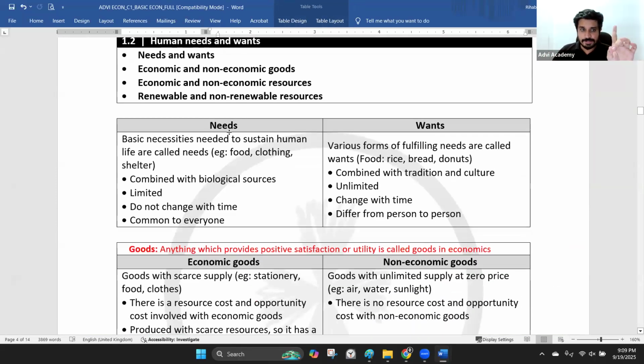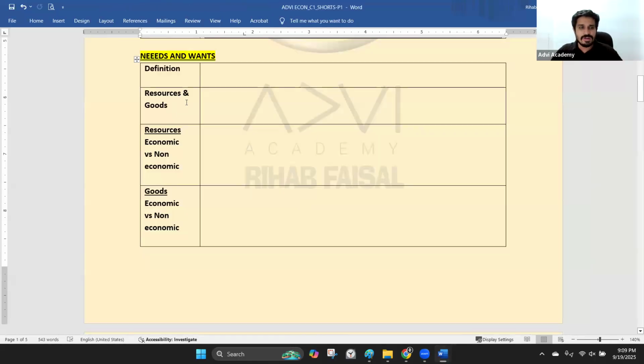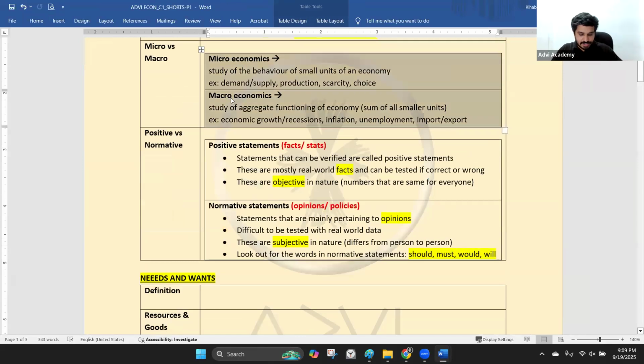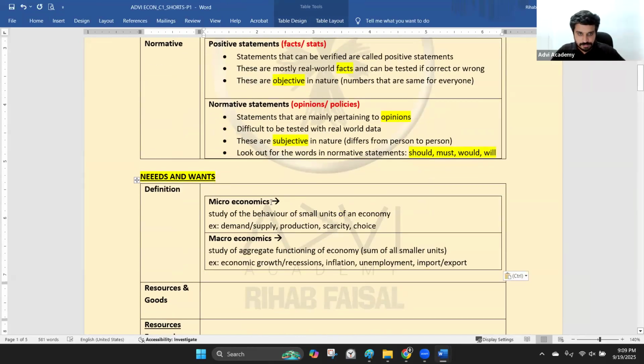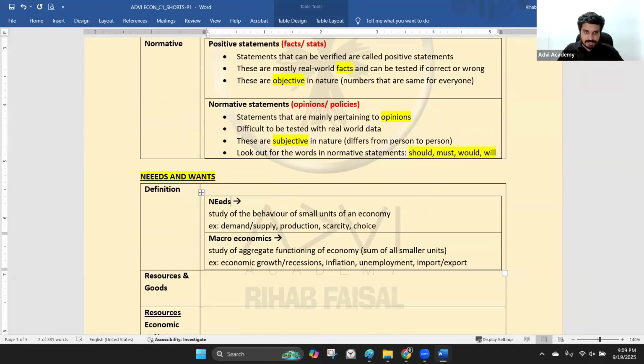Needs means basic requirements, which are obviously needed for our life. If we don't have them, we will die, and needs are limited. One of the most important things is that they are limited. So I'm going to add this into the short note in case a question comes. These are some of the important points that you have to remember. So you have your needs, and then you have your wants.